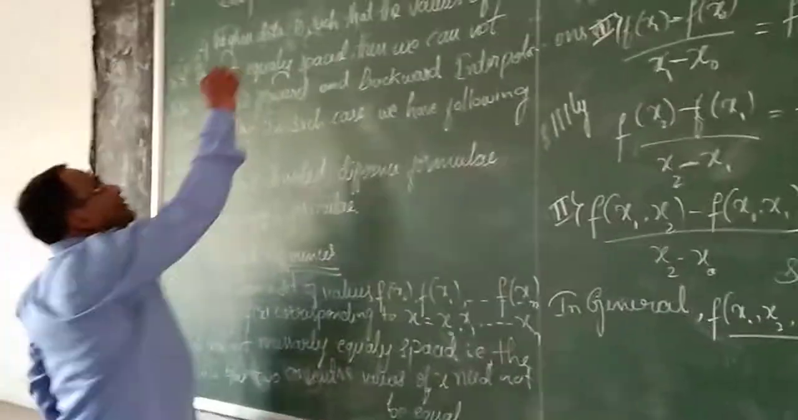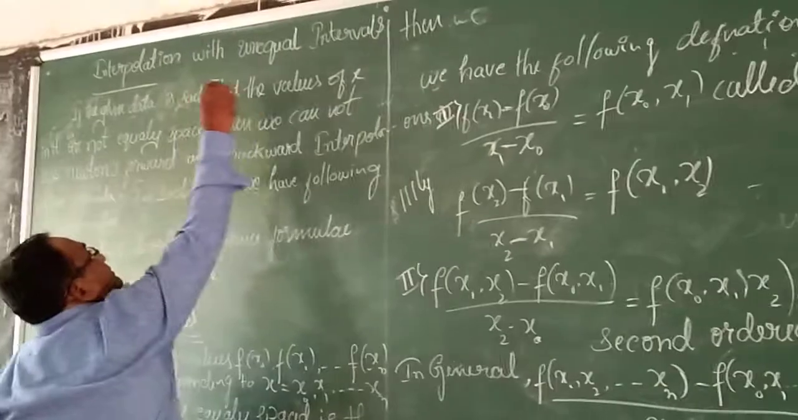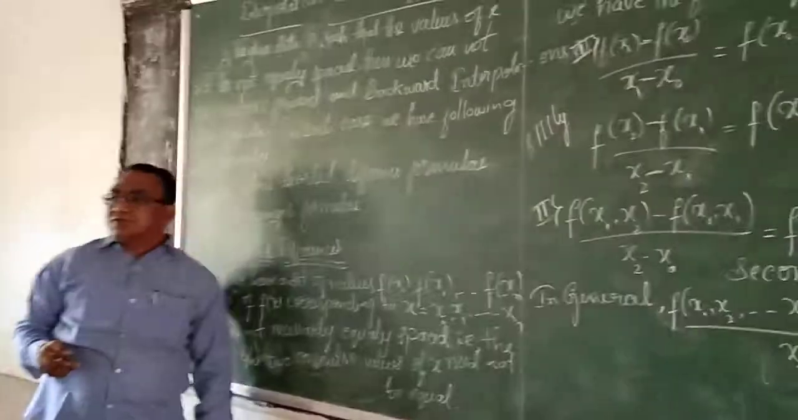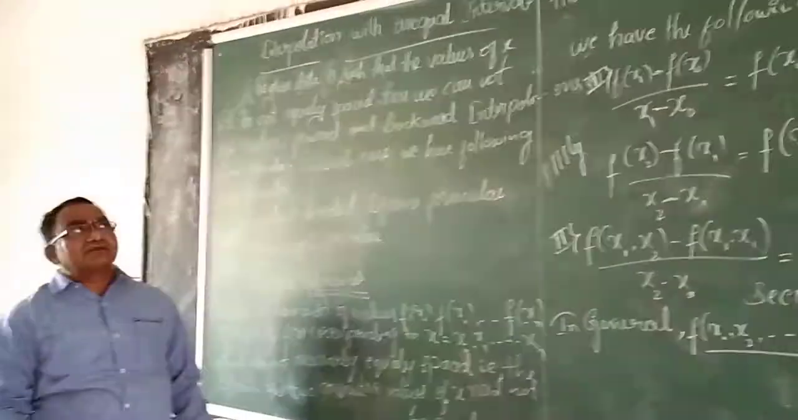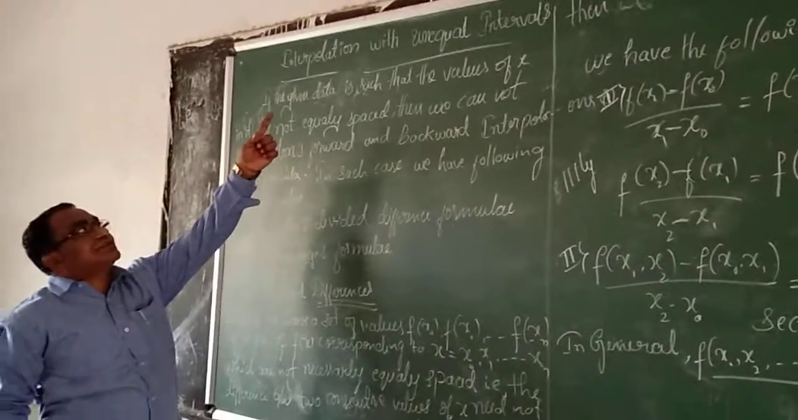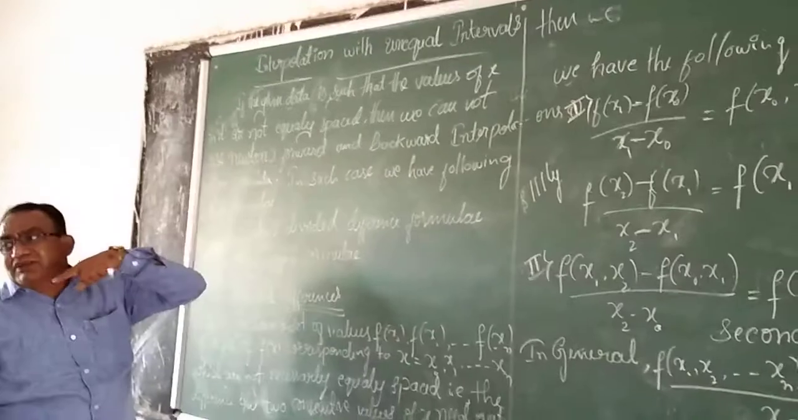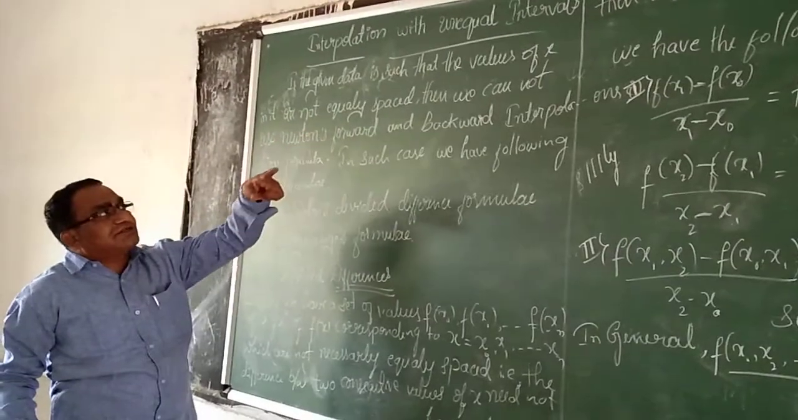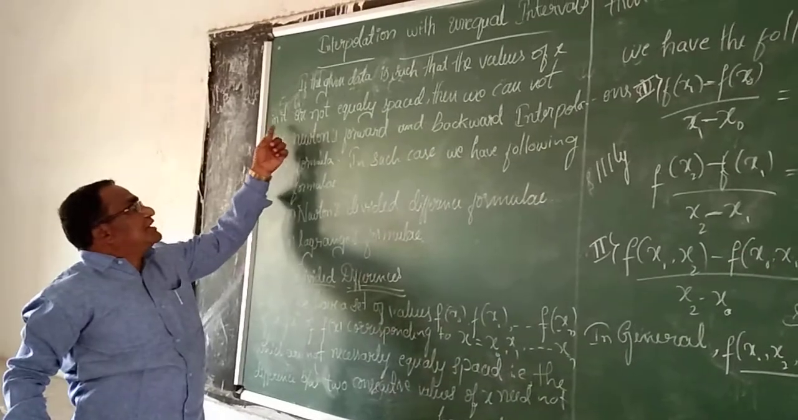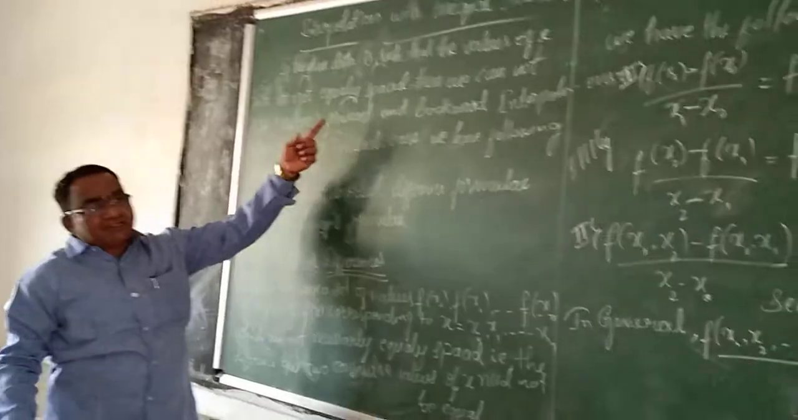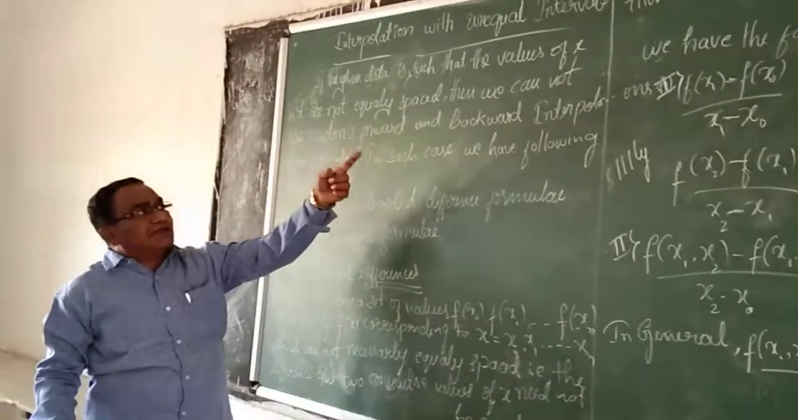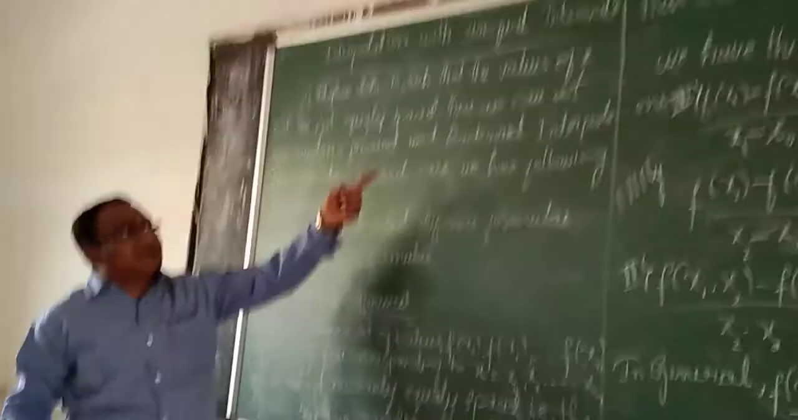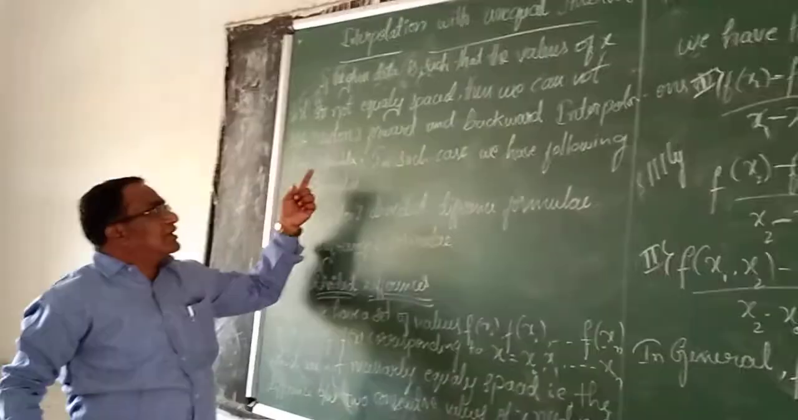Discuss interpolation with unequal intervals. We have discussed interpolation with equal intervals already. Today let us discuss interpolation with unequal intervals. If the given data is such that the values of x in it are not equally spaced, then we cannot use Newton's forward and backward interpolation formula.